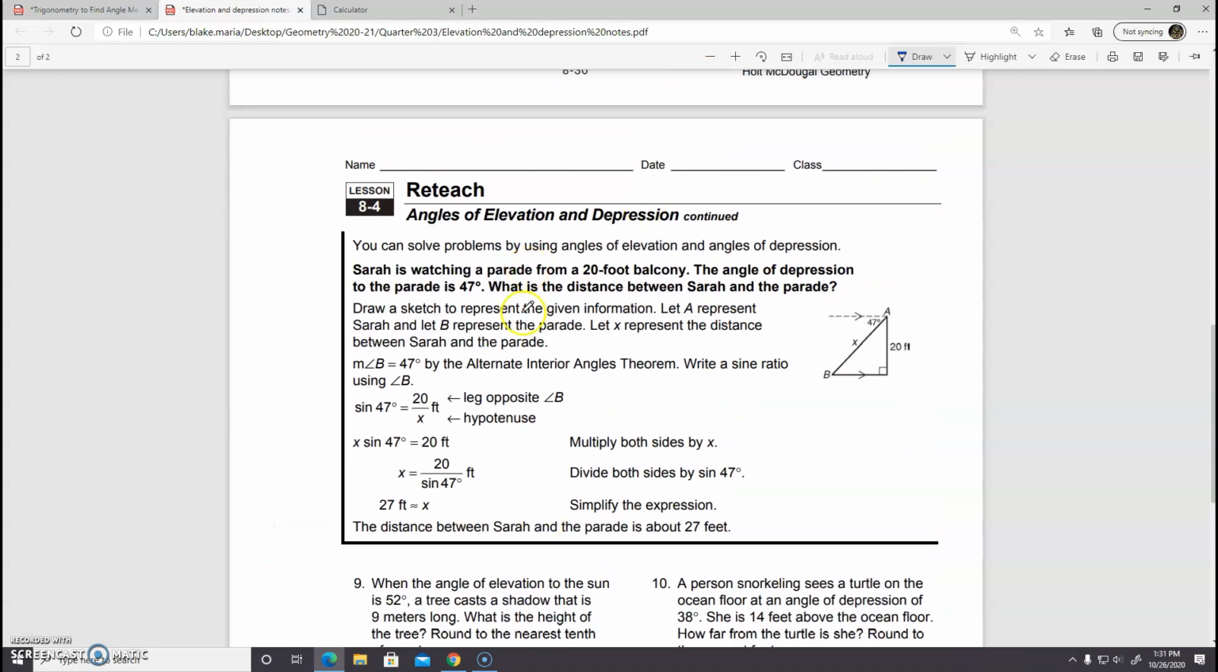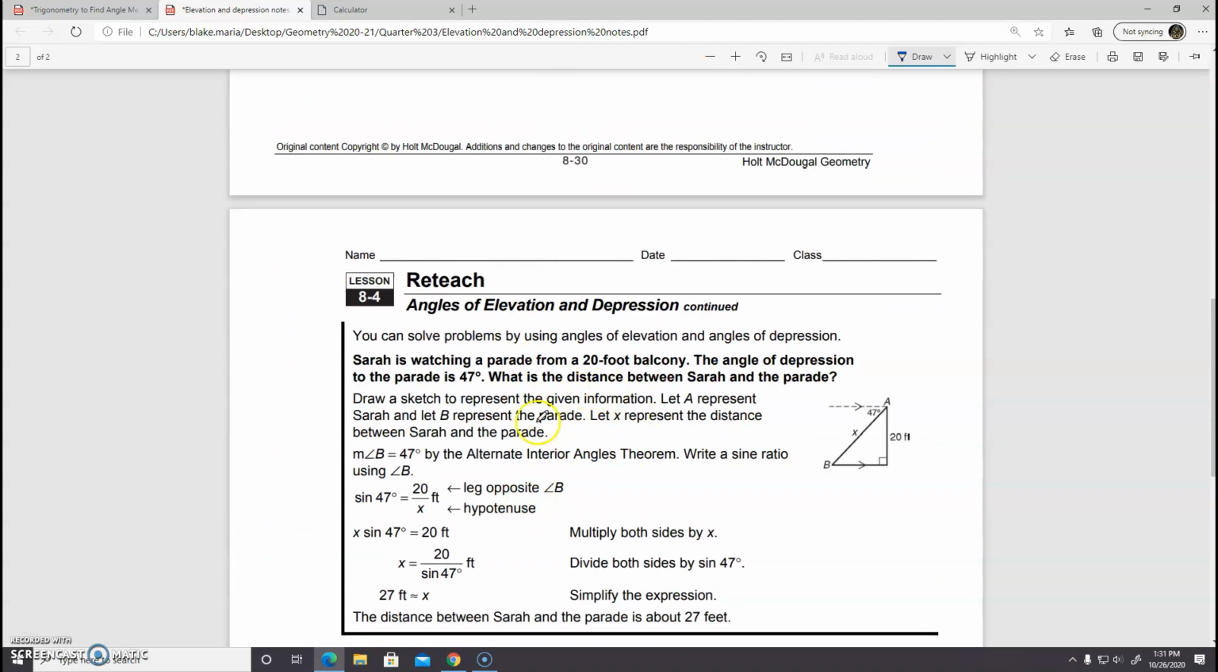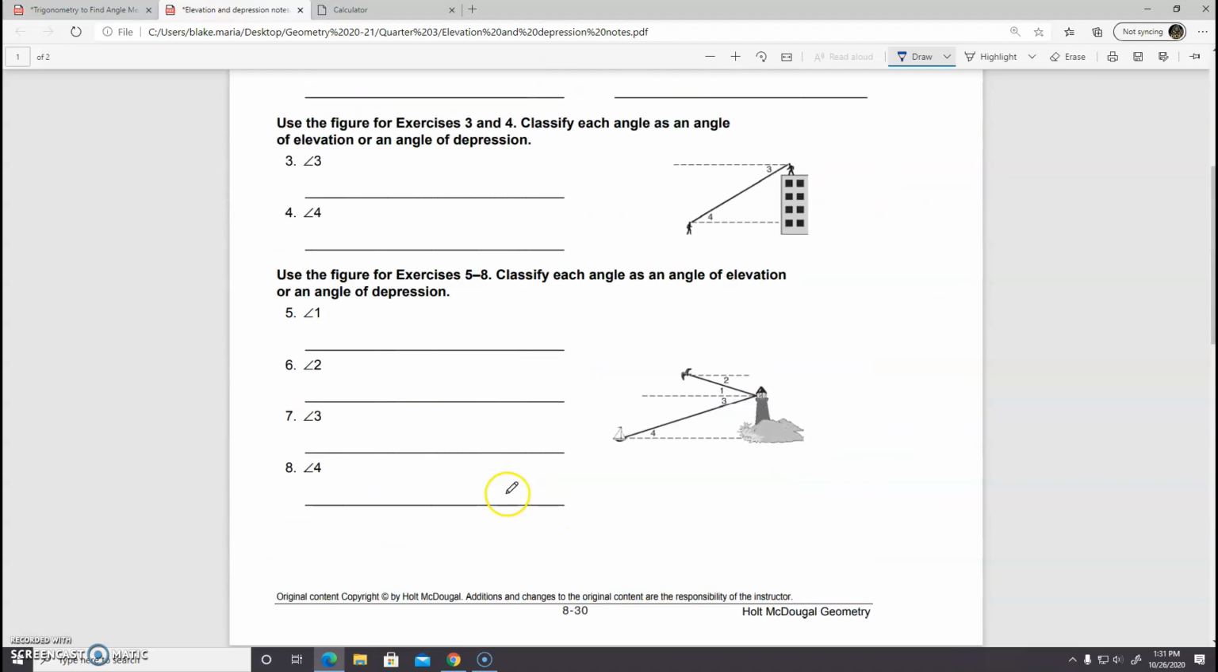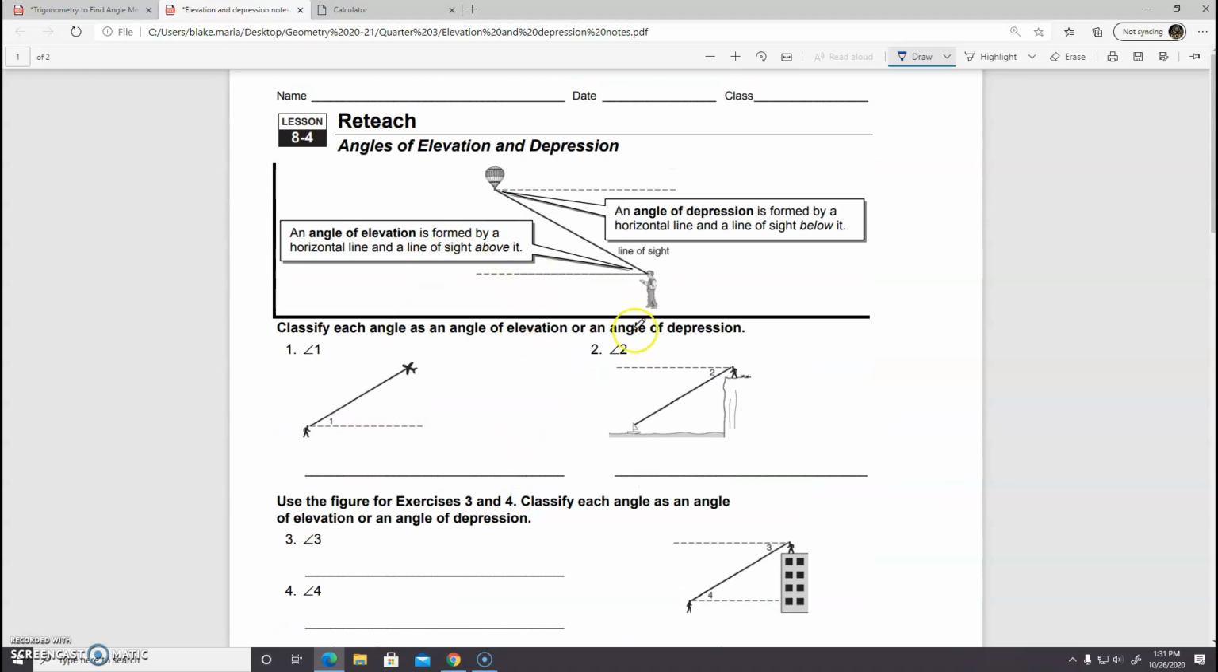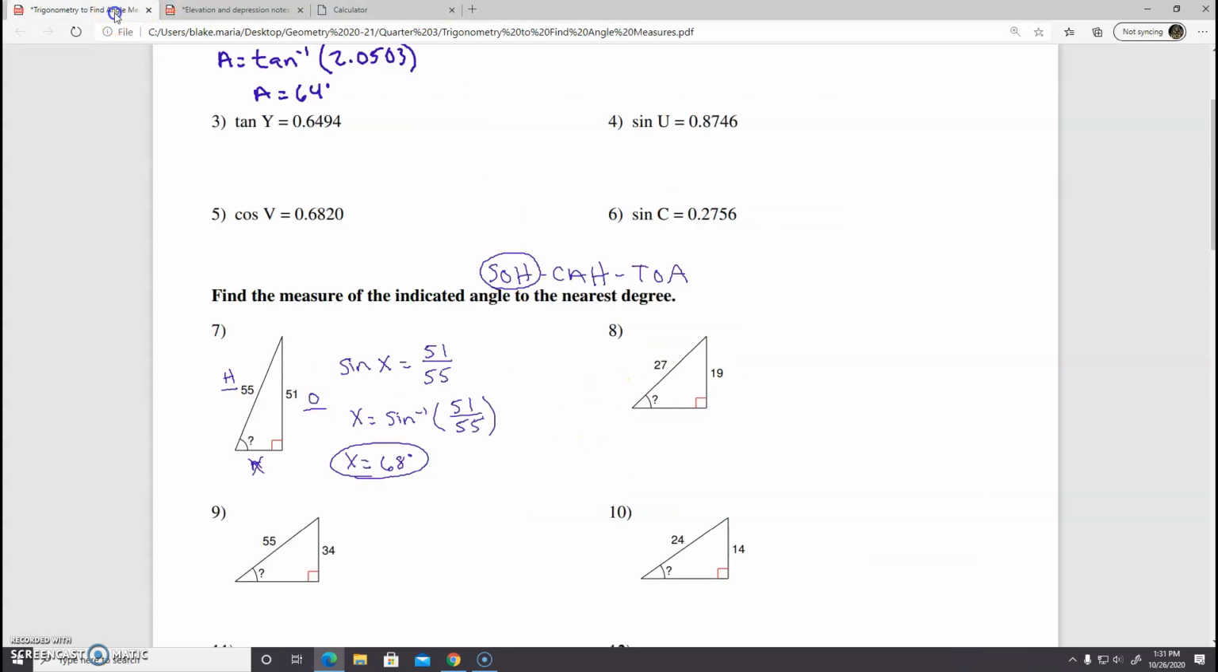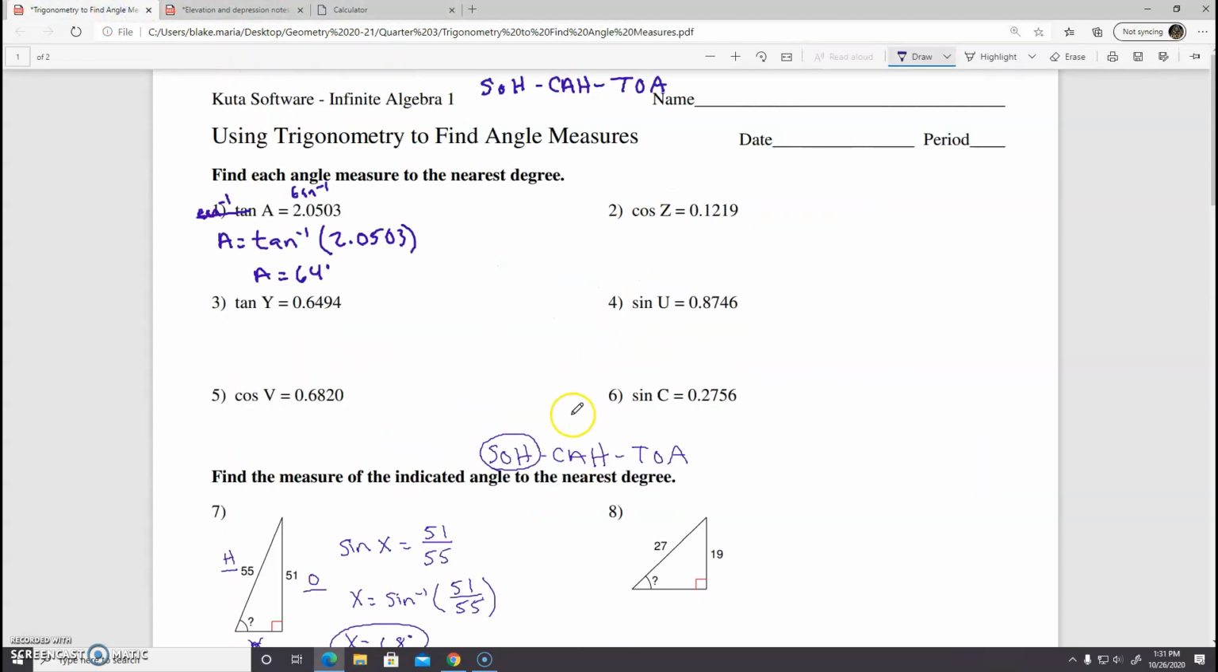All right, so you're going to finish this off. Again, there's some notes up here if you need some. But you'll finish this worksheet, upload it. That's one assignment. And then you'll finish this worksheet, upload it. That's the second assignment. Okay?